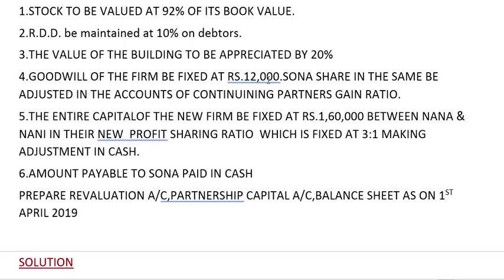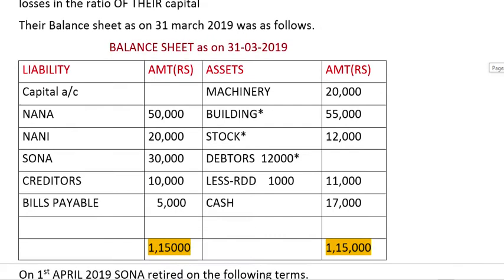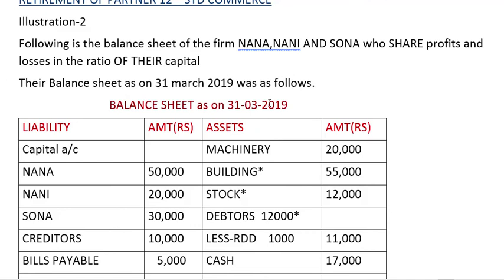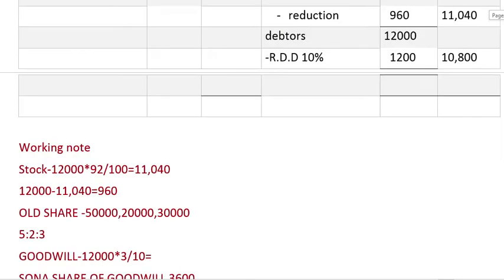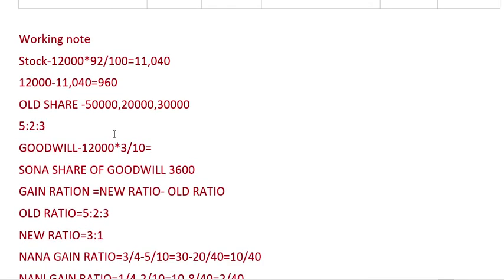Means goodwill of the firm is said as 12,000. Now Sona's share in the same be adjusted in the accounts of continuing partners in gain ratio. So over here, on the very first line, they have said that the partners share profits and losses in the ratio of their capital, means we'll first have to calculate the old share. Capital of Nana is 50,000, Nani is 20,000, Sona is 30,000. We'll reduce all these zeros and we get 5:2:3. So this is the old share of partners, 5:2:3.